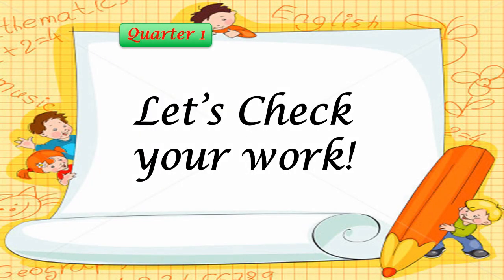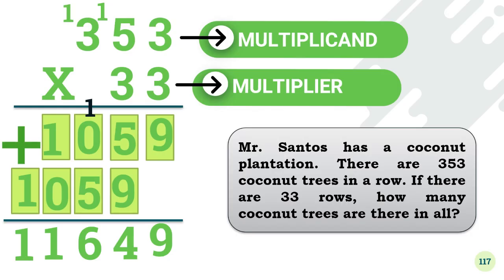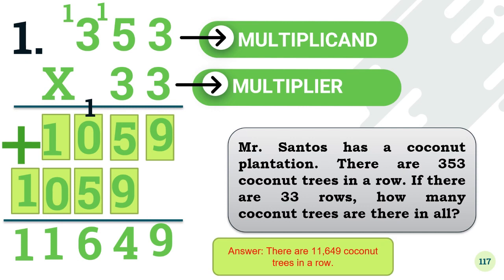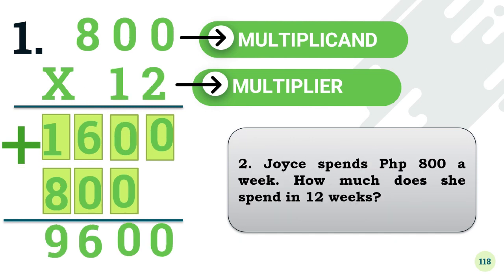Let's check your work. Mr. Santos has a coconut plantation. There are 353 coconut trees in a row. If there are 33 rows, how many coconut trees are there in all? 353 times 33 is 11,649. Therefore, there are 11,649 coconut trees in all.